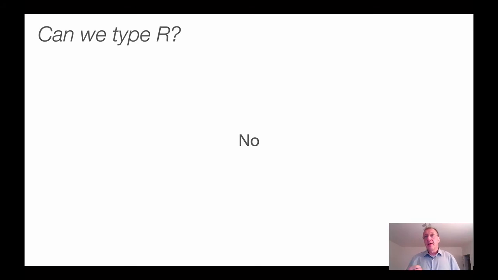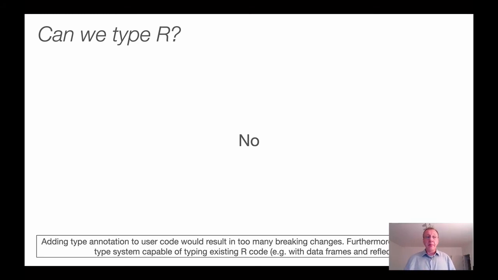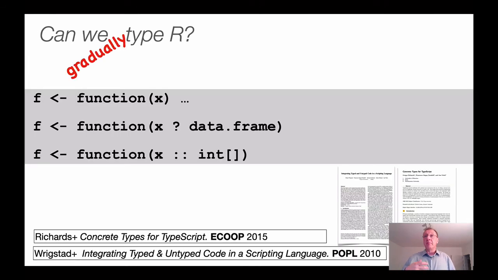So what we're thinking is, can we find a way to type R gradually? That is, maybe start with the libraries. For instance, here you see a function f which starts with no type annotation, and we could evolve it in some cases with, for instance, this question mark annotation that says, well, we're not entirely sure, but we think that x is of type data frame. But this is a weak indication. You shouldn't get too upset if that is not the case. And the stronger annotation, double colon, says definitely we insist that x is an array of integers. So these are possible elements of a type language.